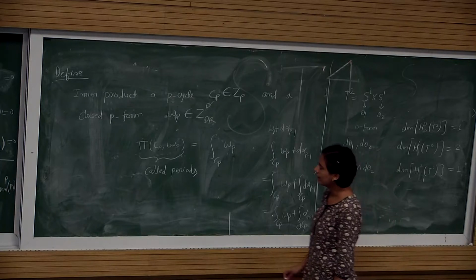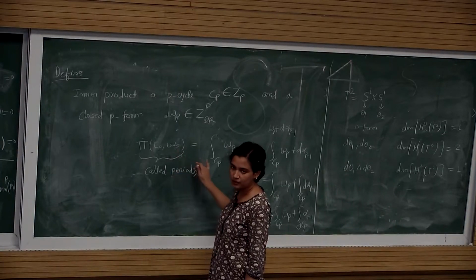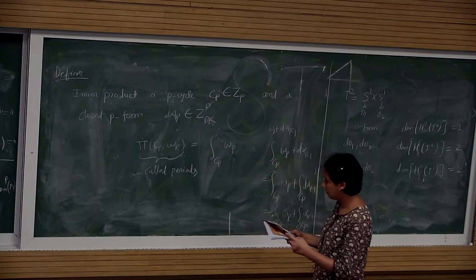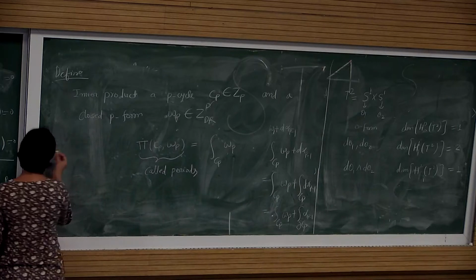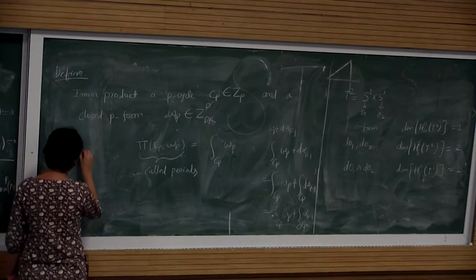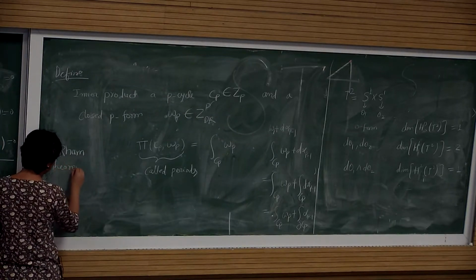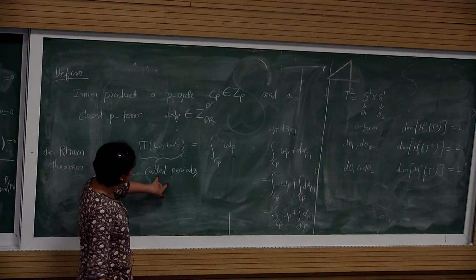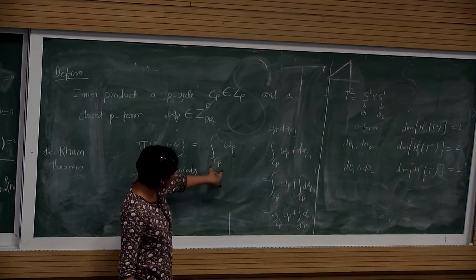So in that sense, for every Cp there is a omega p for which you can define this. It is related to what we call the de Rham theorems, which I am not going to do here. Just for the future, we can define periods, which are basically integrations of some p form over some p cycles.